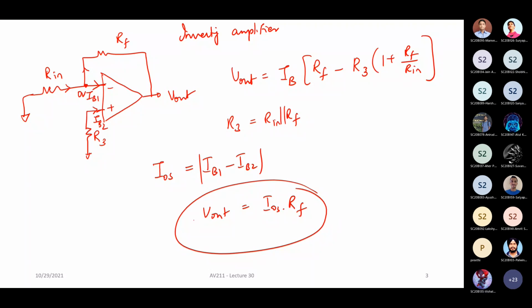Sir, what is this IB here? If you look at the input bias current, IB is nothing but IB1 plus IB2 divided by 2, the average value of the bias currents.